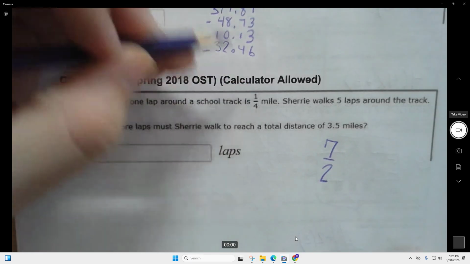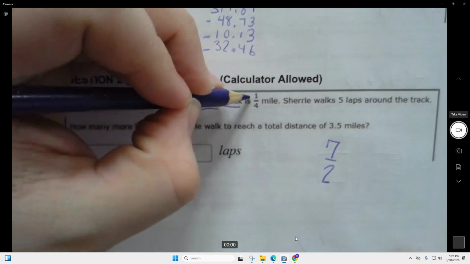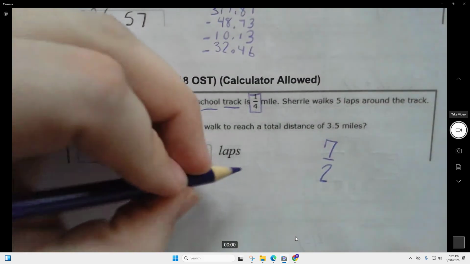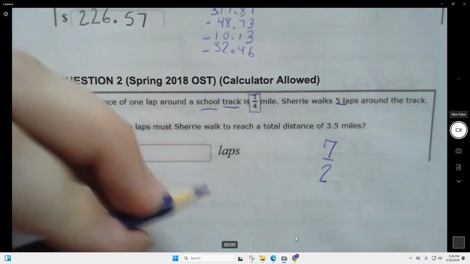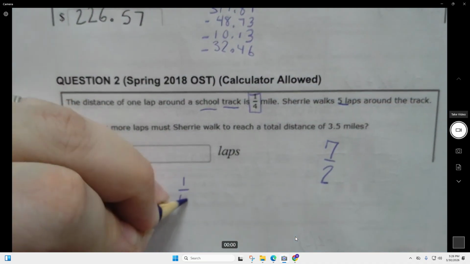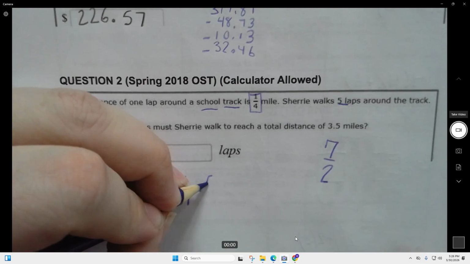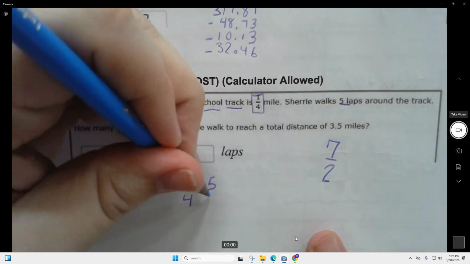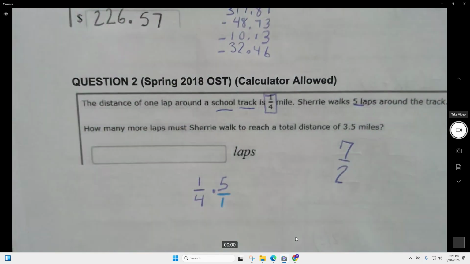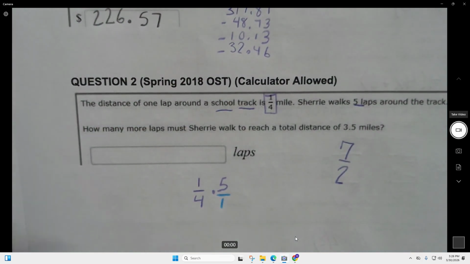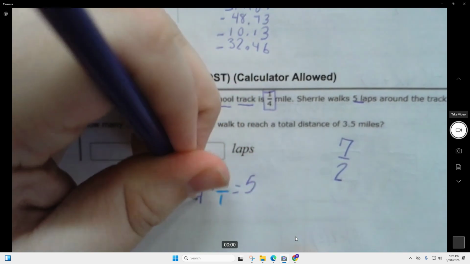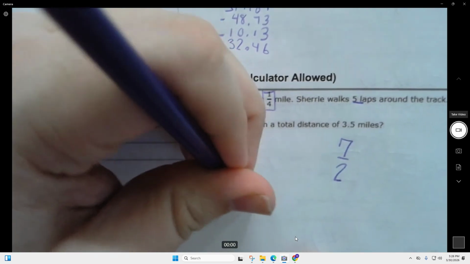We're also starting with the fact that the school track is 1/4 of a mile, and Sherry has walked 5 laps. So let's do 1/4 times 5. Remember we talked about in a previous video, to do a whole number times a fraction, you put the whole number over 1, and then multiply across. 1 times 5 makes 5. 4 times 1 makes 4.